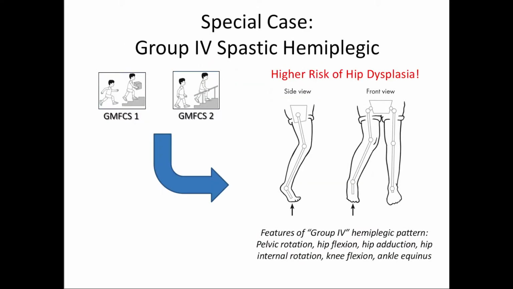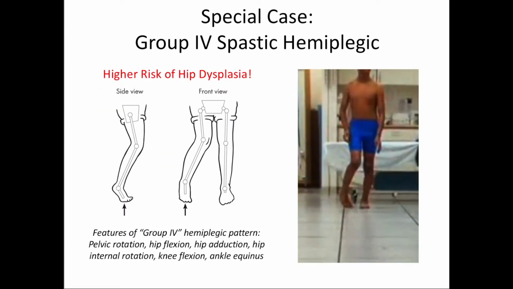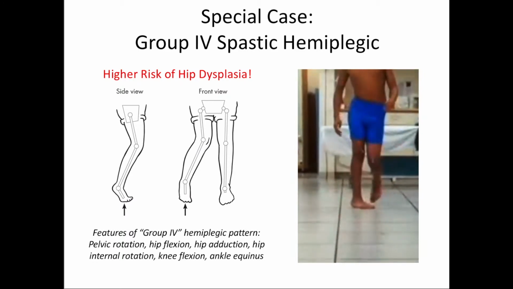There is a special case that I'd like to highlight, a group of children that has a higher risk of hip dysplasia than one would expect by their GMFCS level. This is the group 4 spastic hemiplegic type, those with dense cerebral palsy that involves half of their body, that has involvement of the pelvis and the hip. This is a child with such a pattern.